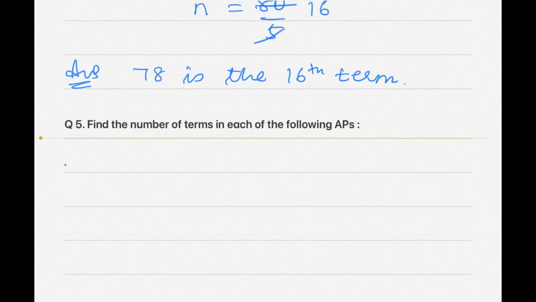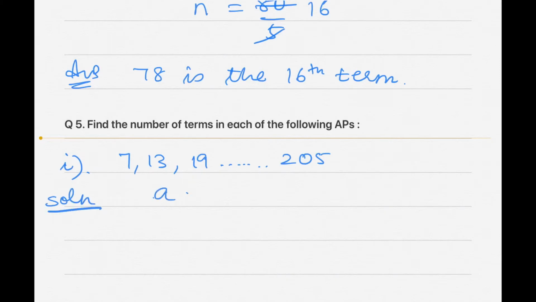Okay, so let's move to question number 5. It says find the number of terms in each of the following APs. So we are given different APs. Let's go to the first AP. It says 7, 13, 19 and we have 205. So we have to find the number of terms. The last term is given to us and we can find out everything.